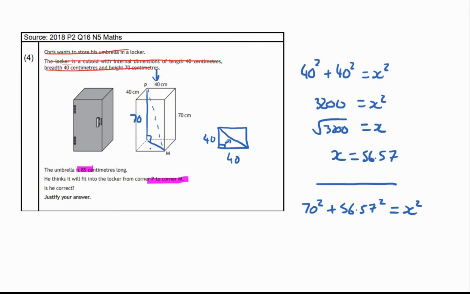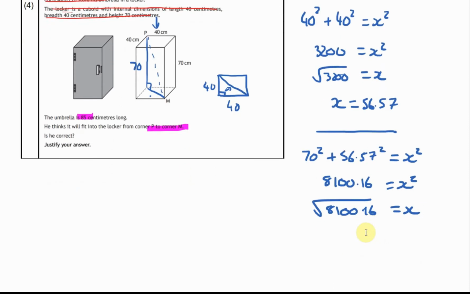That's going to give me 8,100.16 is equal to x squared. So then I'll say the square root of 8,100.16 is equal to x. The square root of 8,100.16 is 90. So x is equal to 90. Centimetres, just use units this time because that's the last of the lines working.